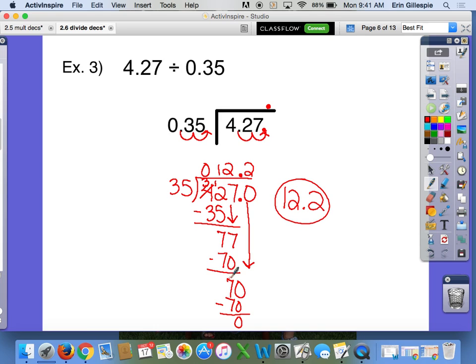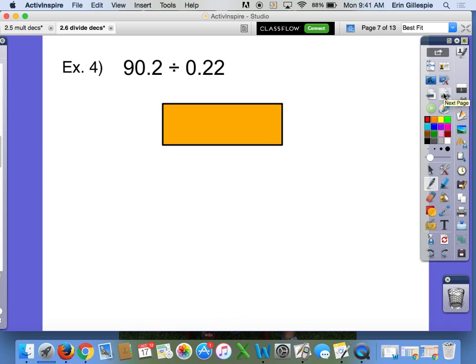So if you have a leftover here and you're out of numbers in your dividend, you need to add zeros and bring those down. All right, 90 and 2/10 divided by 22/100. Take a second and set that up in long division.